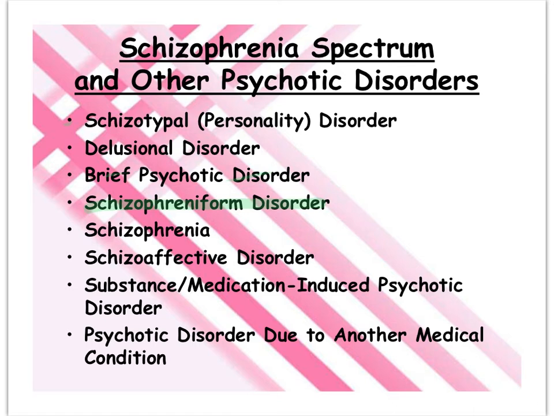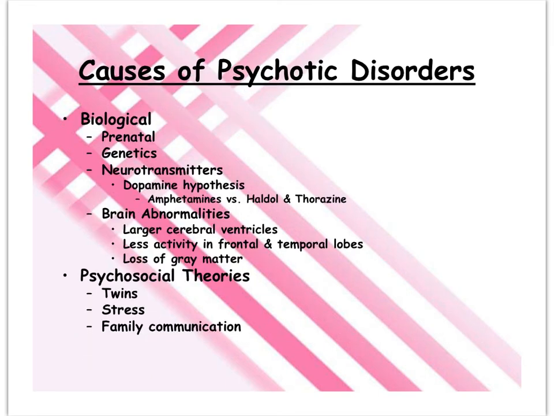And schizophrenia, you would have symptoms for 6 months or longer. And in schizoaffective disorder, you have a combination of the symptoms of schizophrenia, or some of the symptoms of schizophrenia, like hallucinations or delusions, but you also have features of a mood disorder, such as depression or mania.